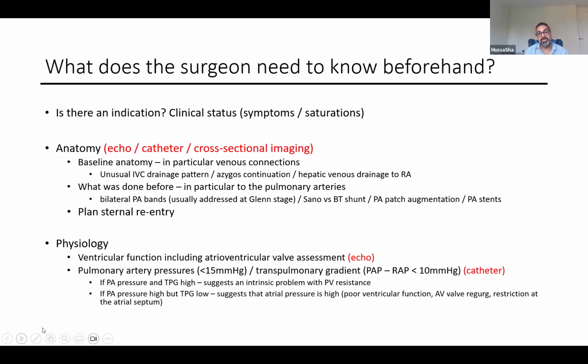So you need to appraise the data carefully because it may be that you need to do preliminary steps or further interventions before you actually commit this child to a Fontan operation. Because what you don't want to do is take the patient to theatre, do an operation, and for that circulation then not to work. So it's important to understand the physiology.